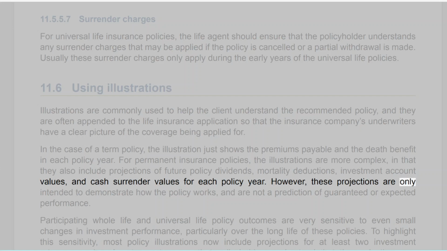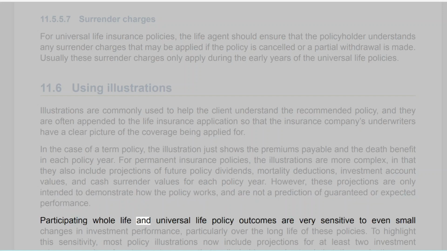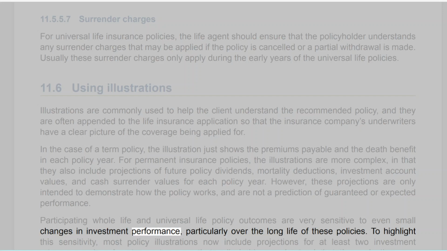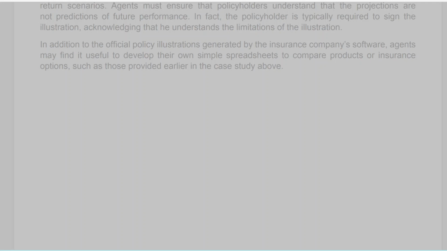However, these projections are only intended to demonstrate how the policy works, and are not a prediction of guaranteed or expected performance. Participating whole life and universal life policy outcomes are very sensitive to even small changes in investment performance, particularly over the long life of these policies. To highlight this sensitivity, most policy illustrations now include projections for at least 2 investment return scenarios. Agents must ensure that policyholders understand that the projections are not predictions of future performance. In fact, the policyholder is typically required to sign the illustration, acknowledging that he understands the limitations of the illustration.